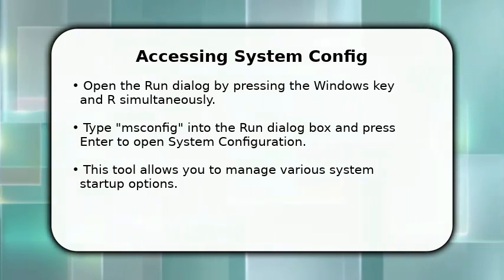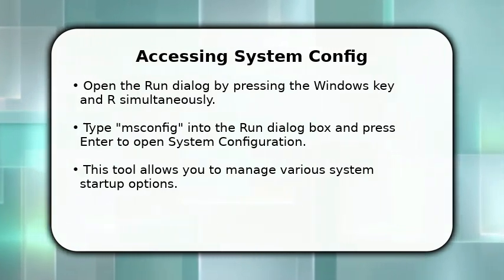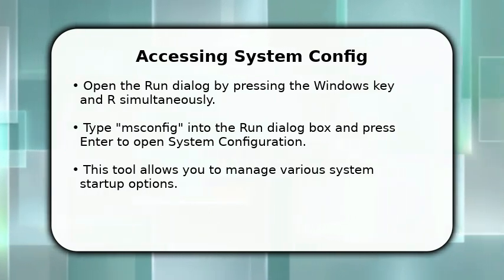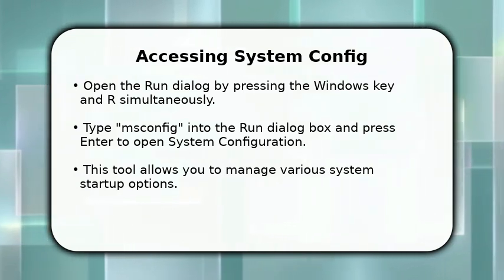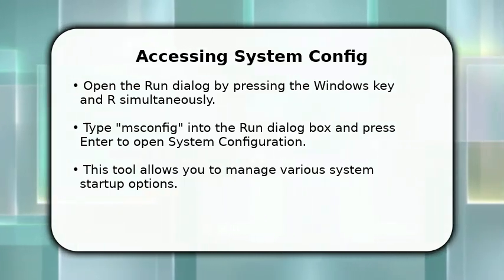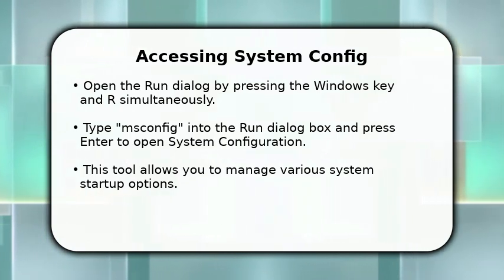First, let's open the System Configuration tool. Simply press the Windows key and R together to bring up the Run dialog. Then, type msconfig into the box and hit Enter. This will launch the System Configuration window, which is where we'll adjust your memory settings. It's a straightforward process to get started.